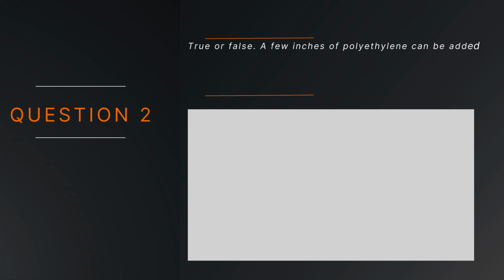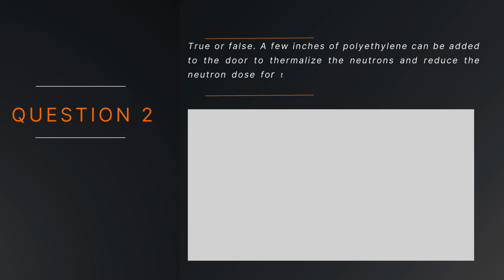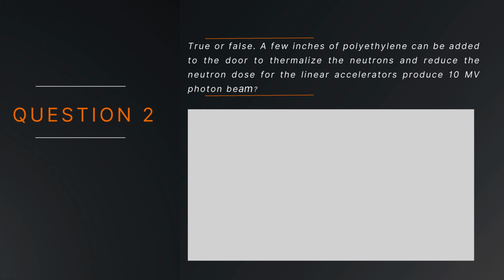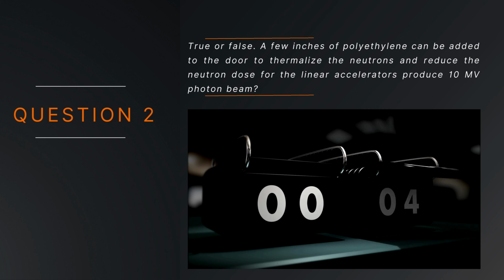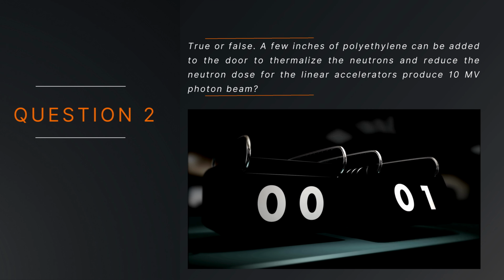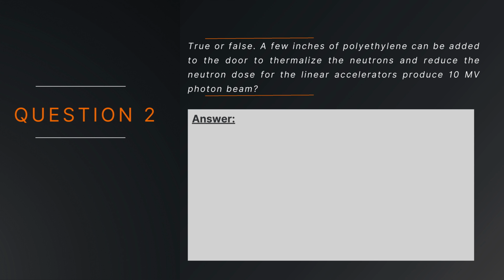Question 2. True or false? A few inches of polyethylene can be added to the door to thermalize the neutrons and reduce the neutron dose for the linear accelerators that produce 10 MeV photon beam. The above statement is true.